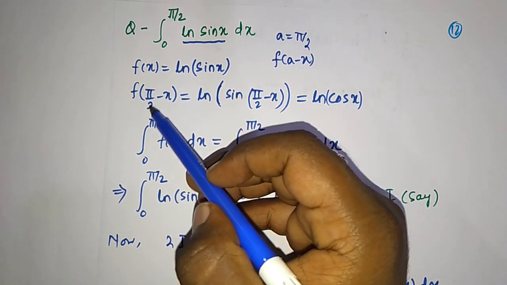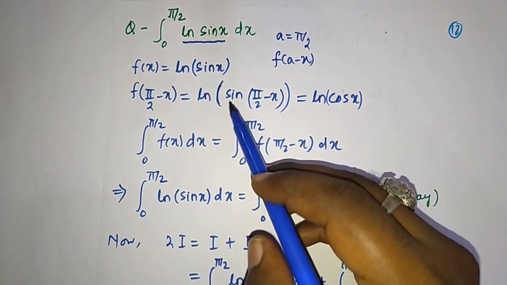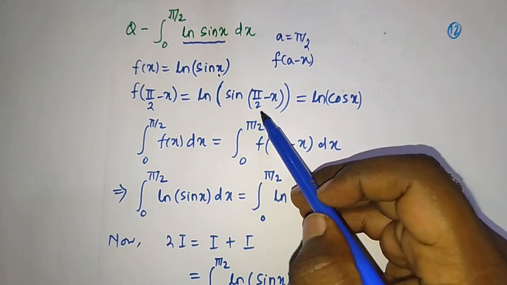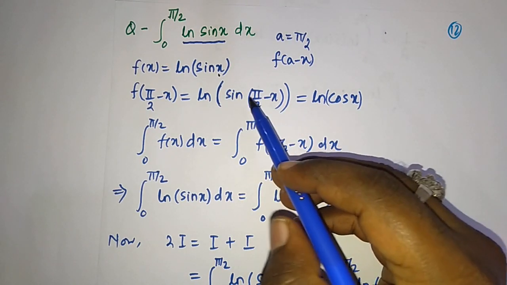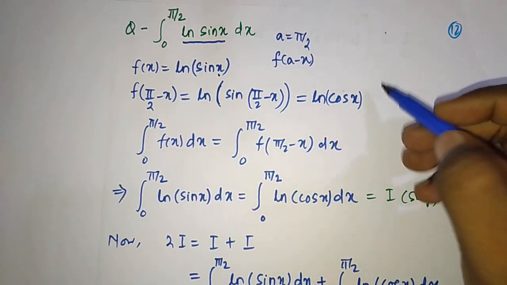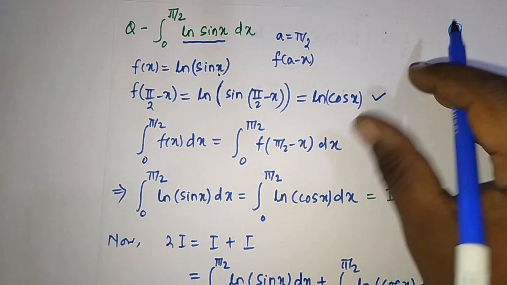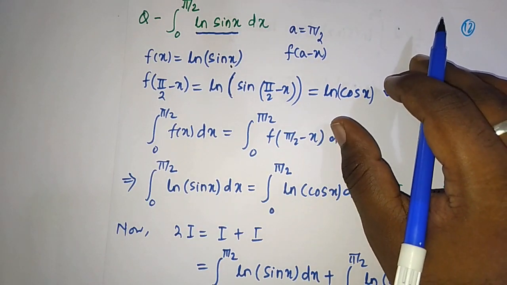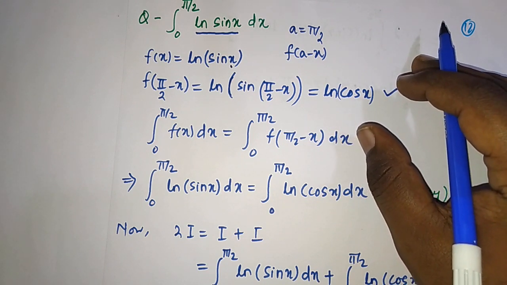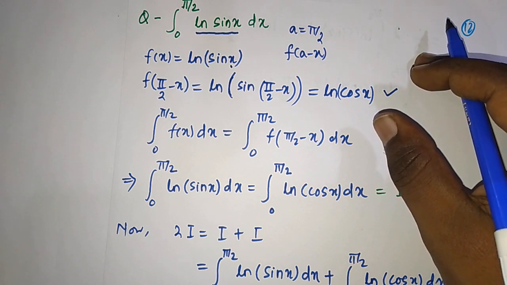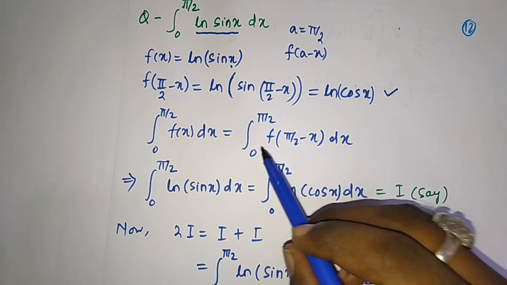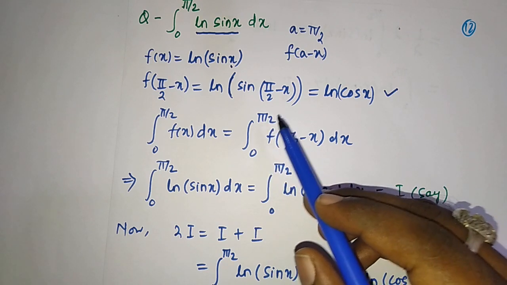We will put pi by 2 minus x in place of x. So ln sin of pi by 2 minus x, where in place of x I have put pi by 2 minus x. So sin of pi by 2 minus x is equal to cos x. So f of pi by 2 minus x is equal to ln cos x. Now the property: integration of f of x from 0 to a is equal to integration of f of a minus x from 0 to a. That property I have used.